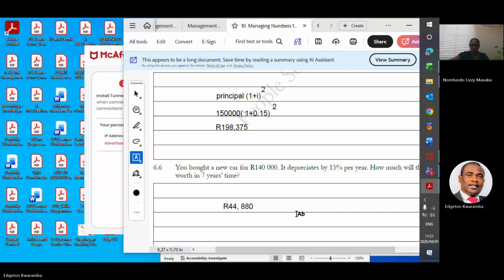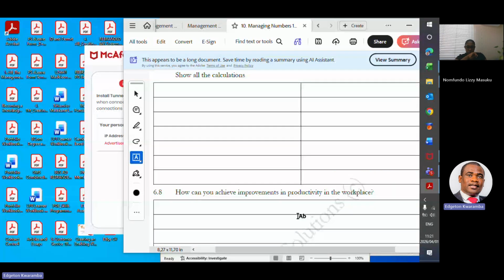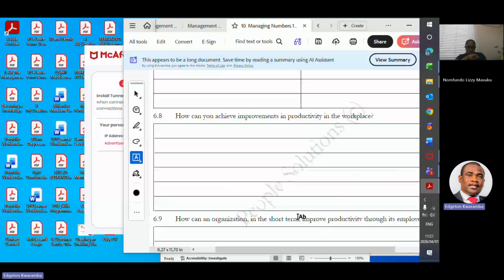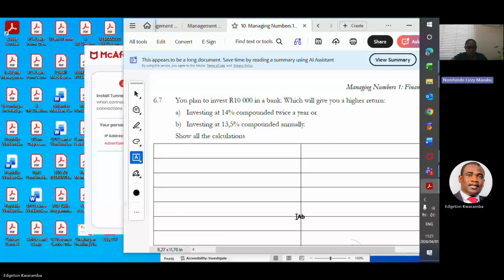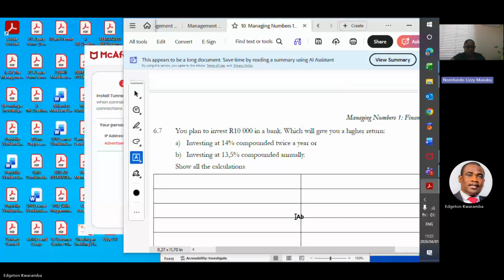If you invest 10,000 in a bank, which option will give you a higher return? Investing at 14% compounding. Let me explain a little bit. I don't see that question on my screen. Okay, I can see it now.